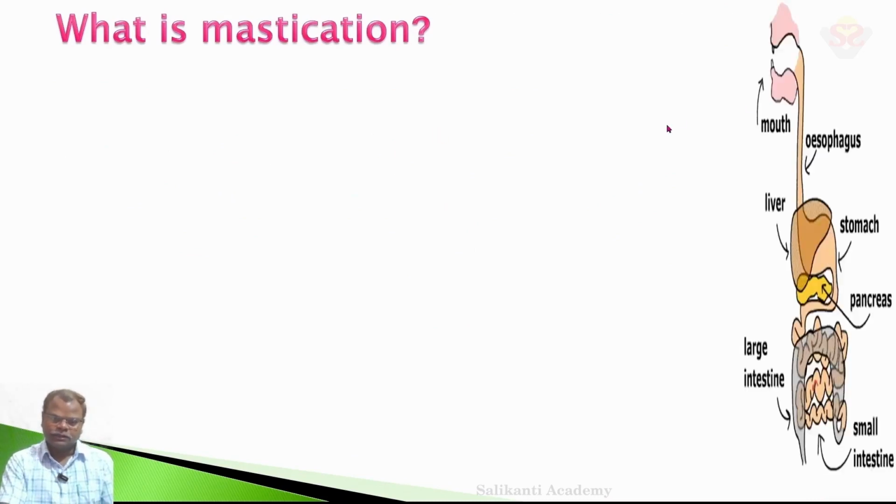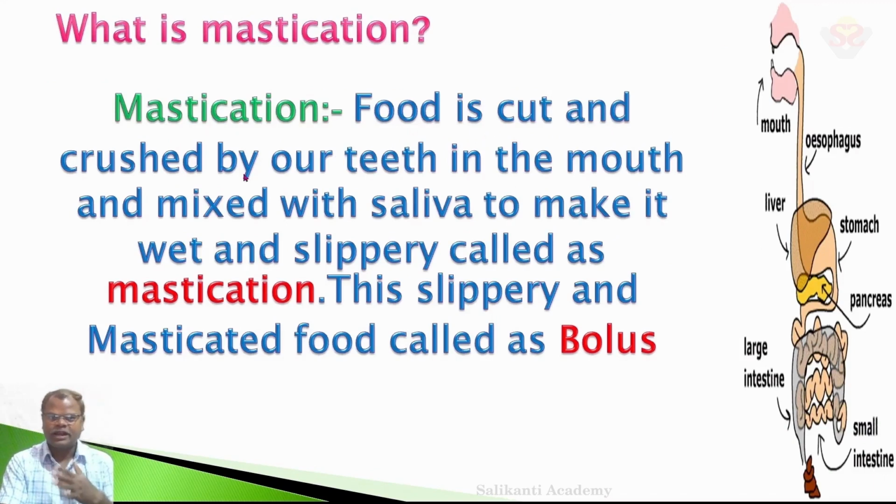What is mastication? Food is cut and crushed by our teeth in the mouth and mixed with saliva to make it wet and slippery. This is called mastication. This slippery, masticated food is called bolus. After crushing the food with teeth and mixing with saliva, we engulf it into the esophagus. This process begins with mastication.